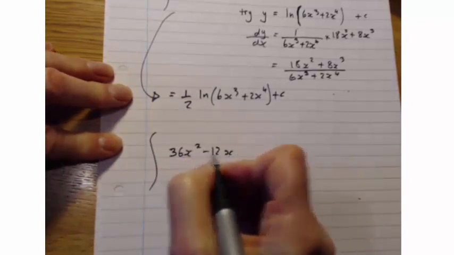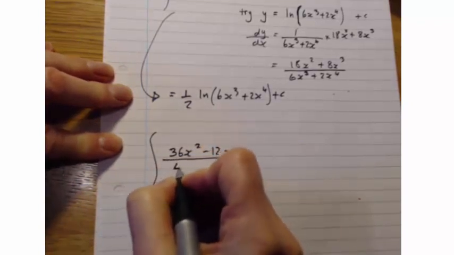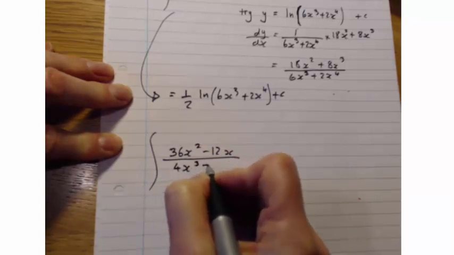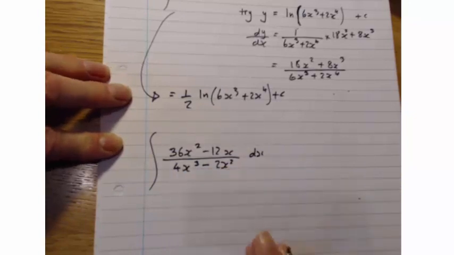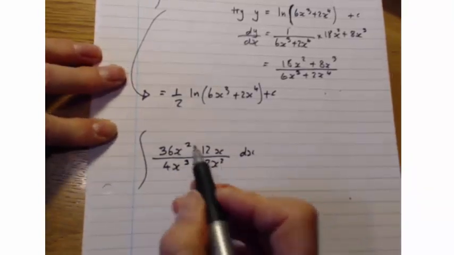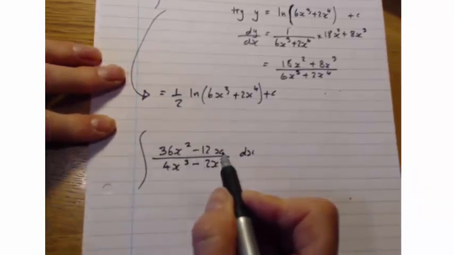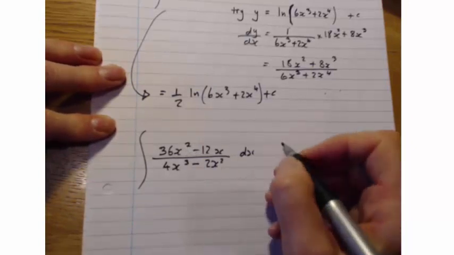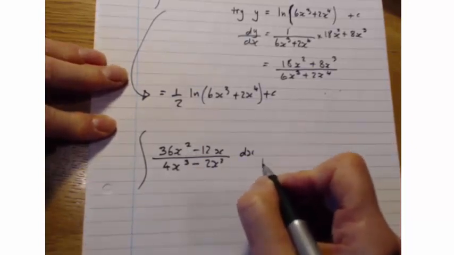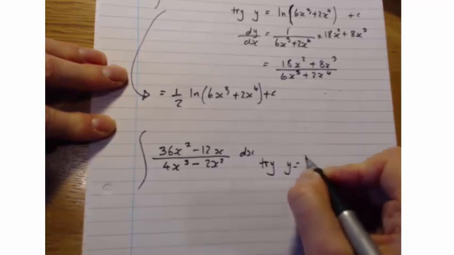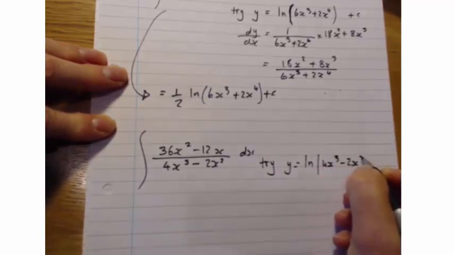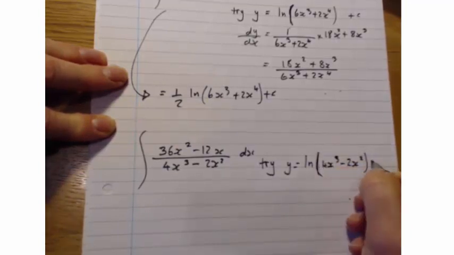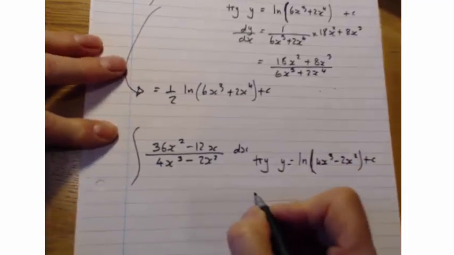Squared minus 2x, 4x cubed minus 2x squared dx. So again, we think, oh, it looks like a ln, because look, that's a square, that's a single x, da, da, da. So it's credible. So let's guess. Let's try y equals ln of the bottom plus c. That's our first guess.